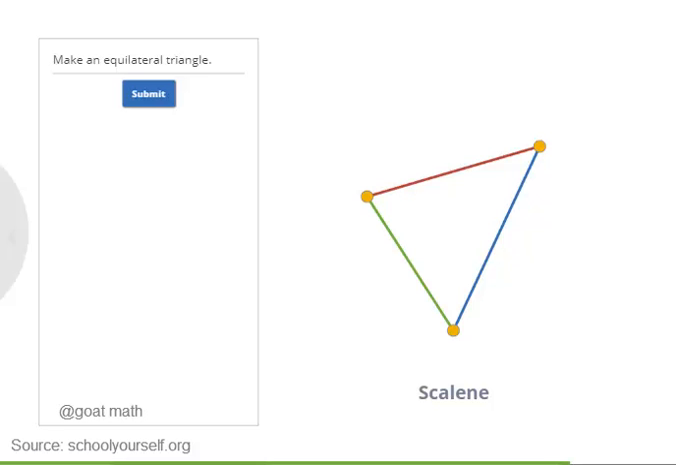Great work! Finally, try making an equilateral triangle. Once you've got one, press the Submit button.